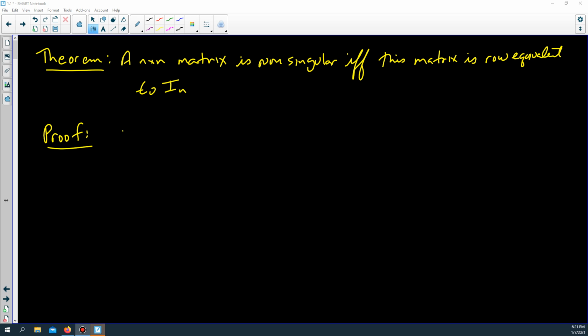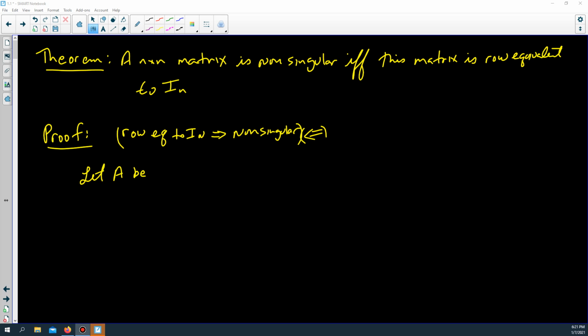Now suppose we go row equivalent to In implies non-singular. That means in this case we're going that way. Okay, the proof is very standard.